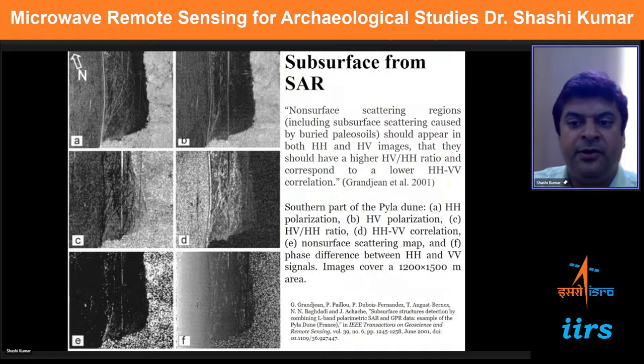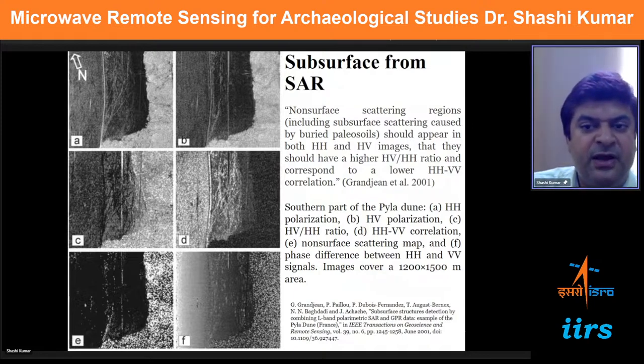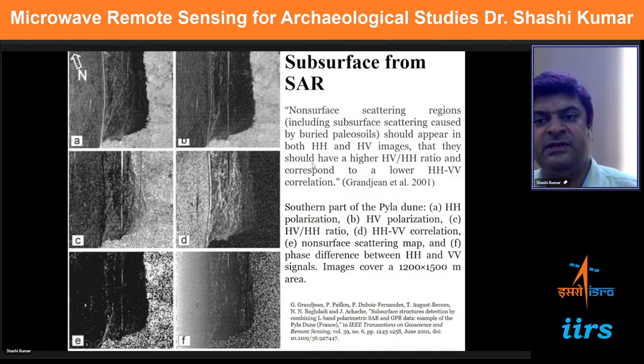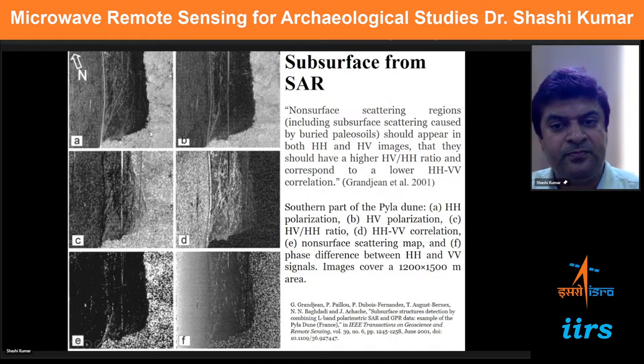Now, not only the single polarization, one can use different polarimetric combinations. Like here, the non-surface scattering regions, which include the subsurface scattering caused by the buried paleosoils, should appear in both HH and HV polarization, should have a higher HV to HH ratio, and correspond to a lower HH minus VV correlation. So these are shown here.